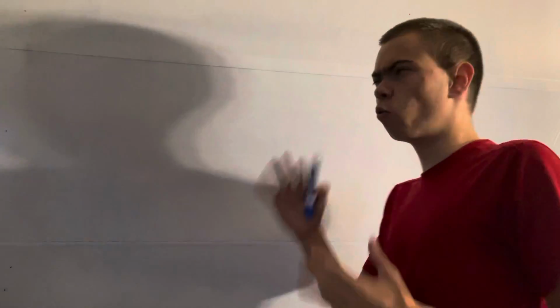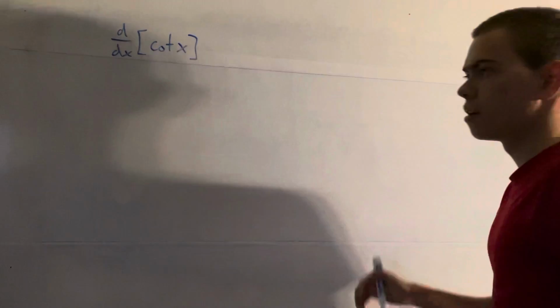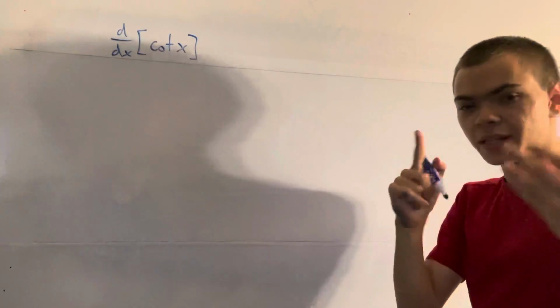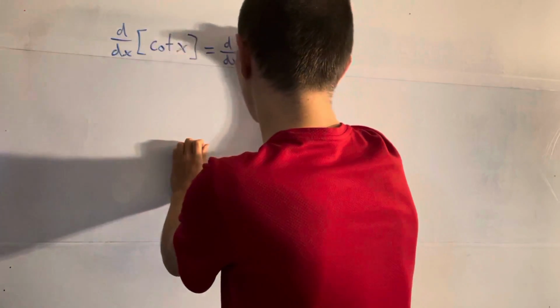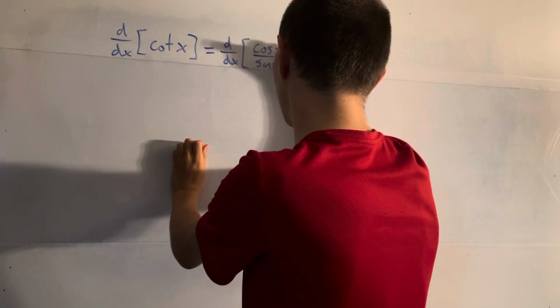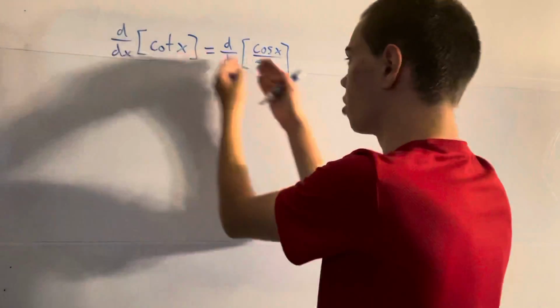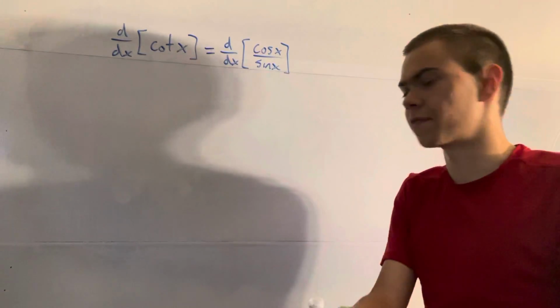In this video, we're going to derive the derivative of the cotangent of x. So pretty much we're going to figure out the derivative of the cotangent of x. Now, we know that the cotangent of x is the same thing as cosine of x over the sine of x, right? This is the same thing as the cotangent of x. And so we're going to use this idea to figure out the derivative of the cotangent of x.